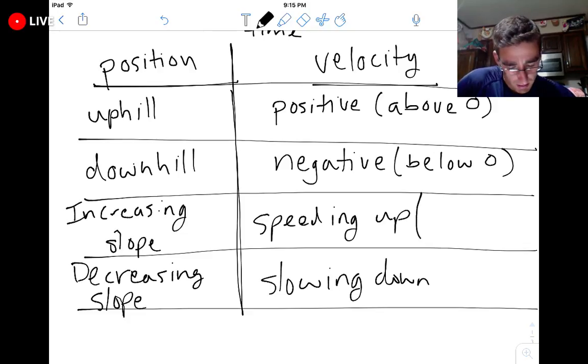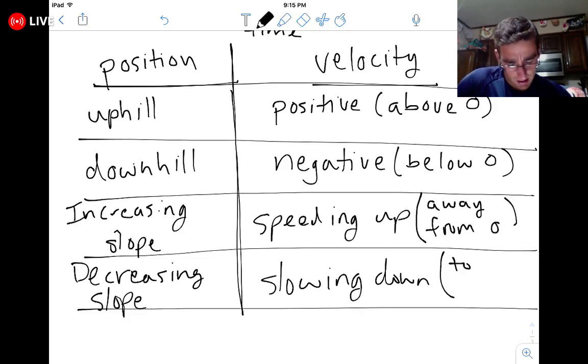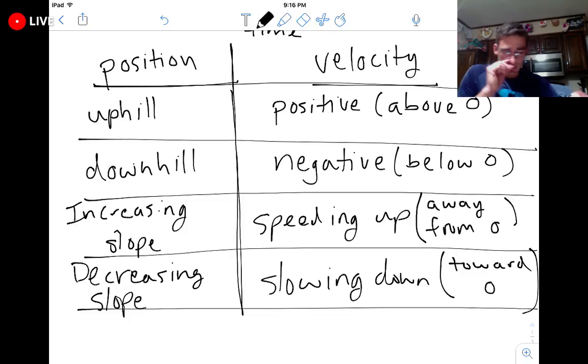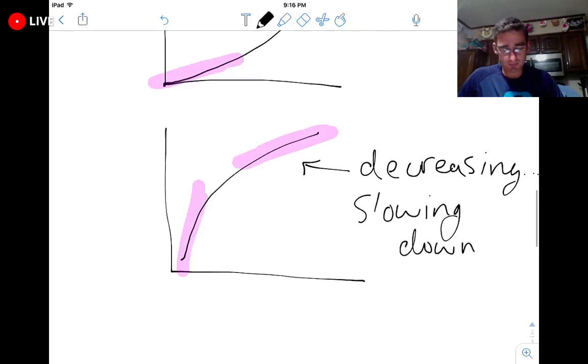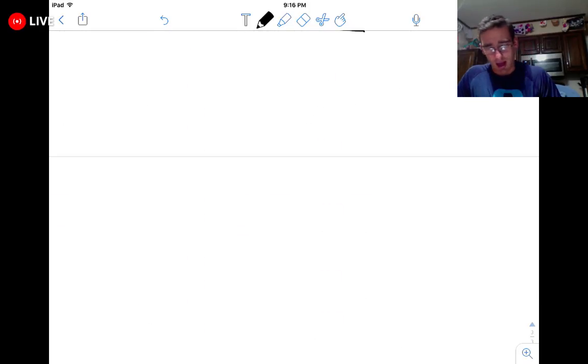So, for speeding up, your velocity has to be, how do I want to write that? It's going to be moving away from 0. Slowing down is going to mean it's moving towards 0. All right, so let's draw what that means. So let's go down here, and I'm going to draw.